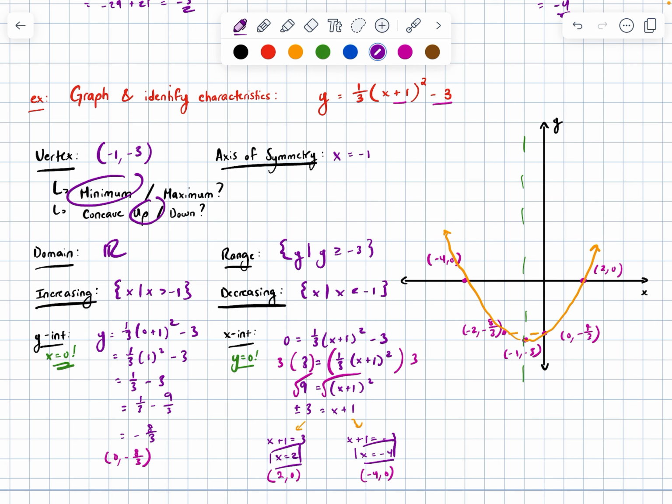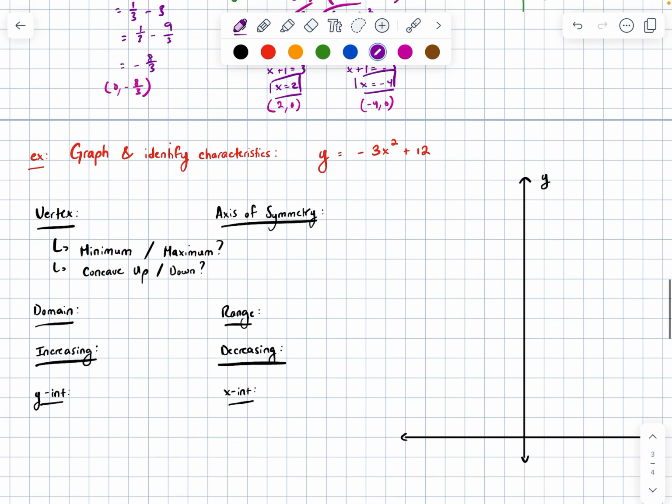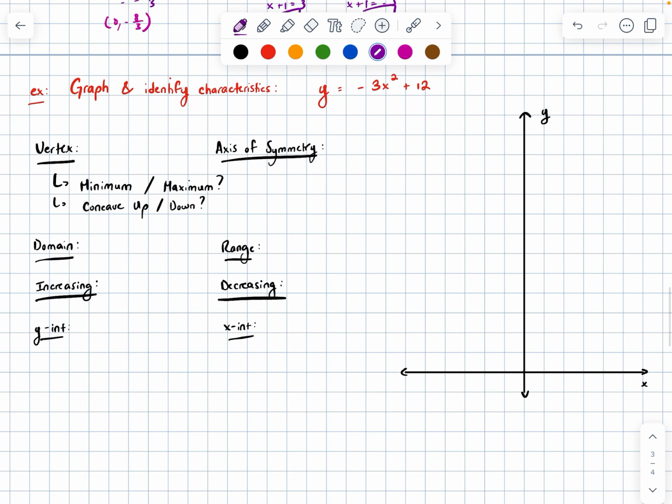And I decrease when my values of x are less than negative 1, to the left of that axis of symmetry. Let's do 2 more. y is equal to negative 3x squared plus 12. I'll write everything here in interval notation.